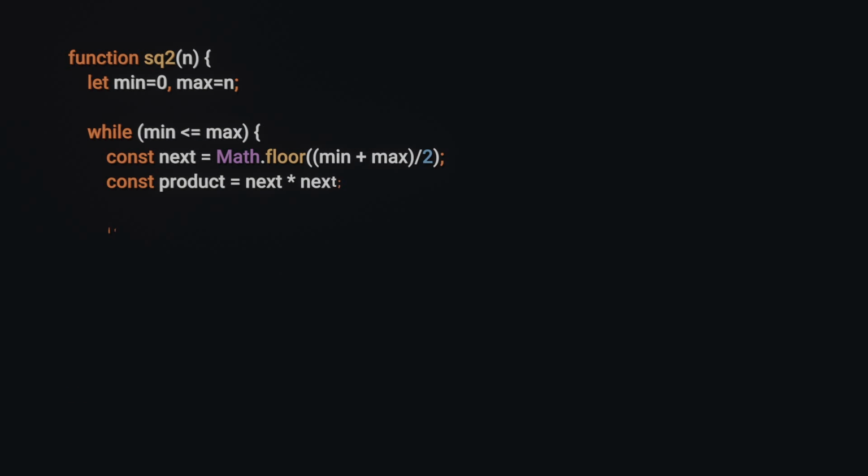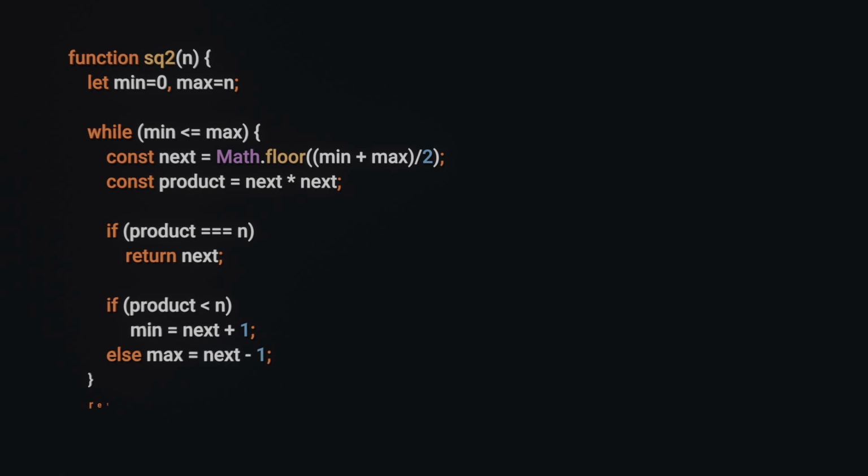What is the time complexity of this function? The variables min and max define the search radius. With each iteration of the while loop, the search radius is cut in half, so the time complexity is O of log n.